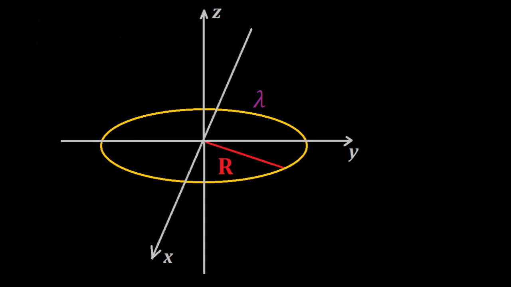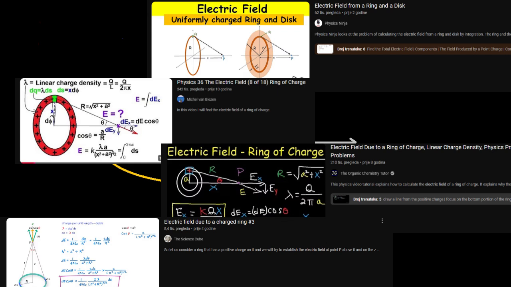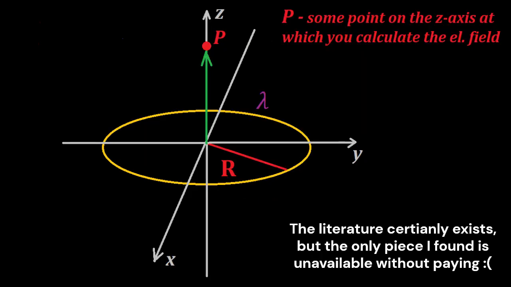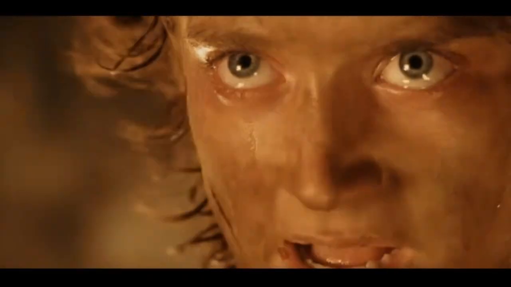Usually when you encounter this problem, you're asked to find the expression for the electric field only along the z-axis. That is the case so often that you can barely find any information for the field everywhere in space, which is the main motivation of this video, outside of me wanting to throw in a couple more Lord of the Rings references. The ring is mine!